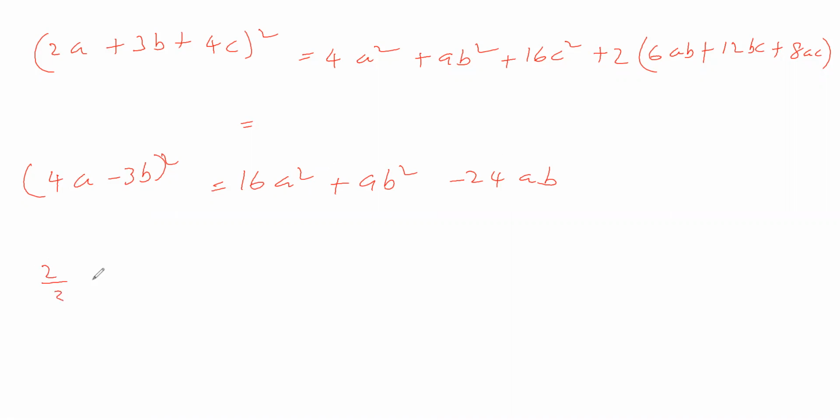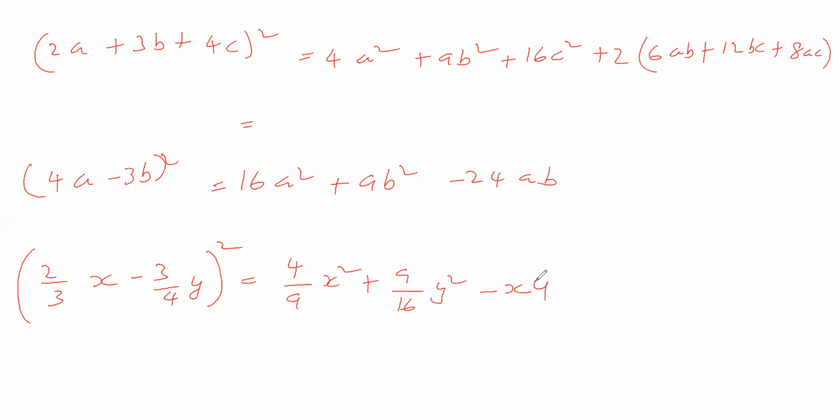a sum, we will take 2 by 3 x minus 3 by 4 y, we will simplify it. First square this one, 2 by 3 x, you will get 4 by 9 x square. Then square minus 3 by 4 y, you will get 9 by 16 y square. Then you multiply these two with 2, so you will get minus xy. Okay, next sum we will take.